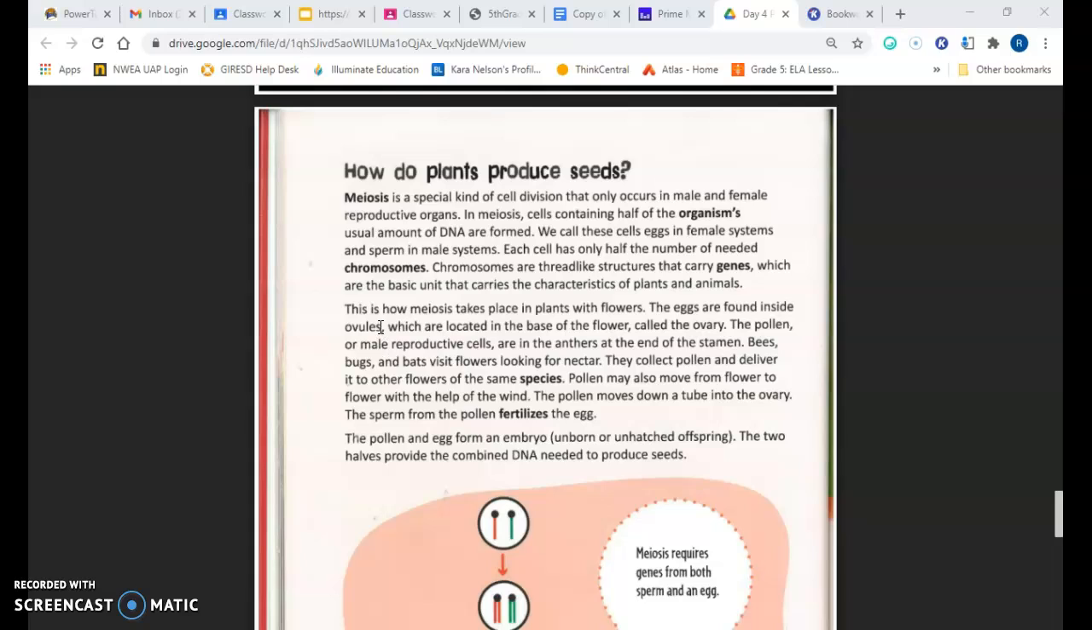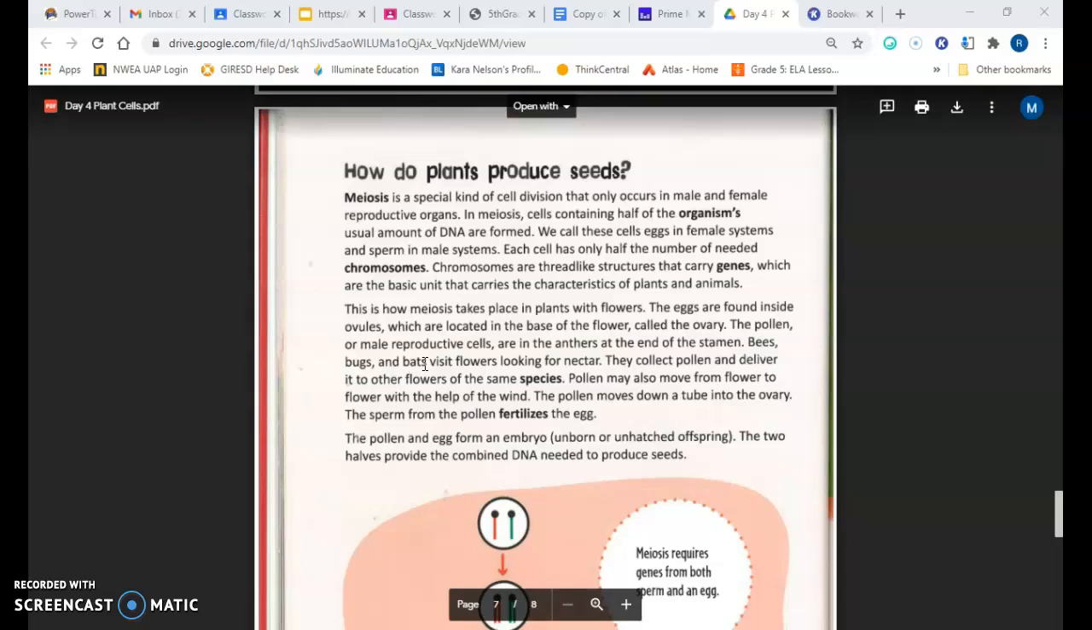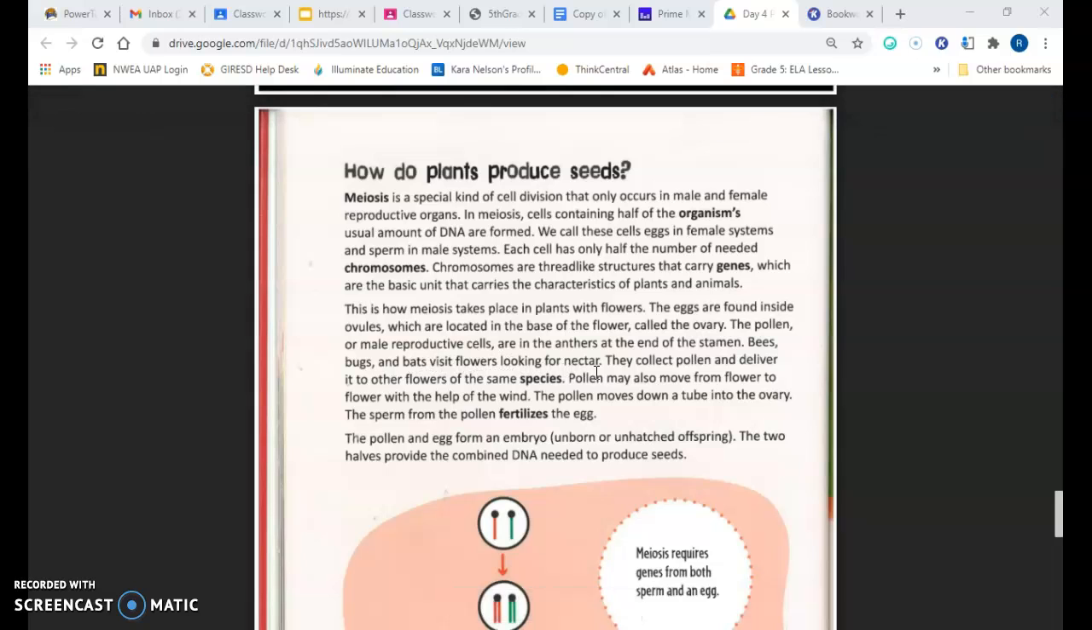The eggs are found inside ovules, which are located in the base of the flower called the ovary. The pollen, or male reproductive cells, are in the anthers at the end of the stamen. Bees, bugs, and bats visit flowers looking for nectar. They collect pollen and deliver it to other flowers of the same species. Pollen may also move from flower to flower with the help of the wind.